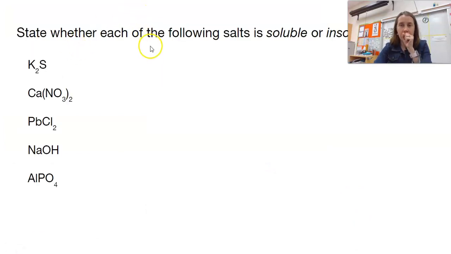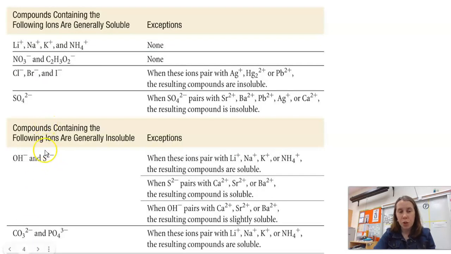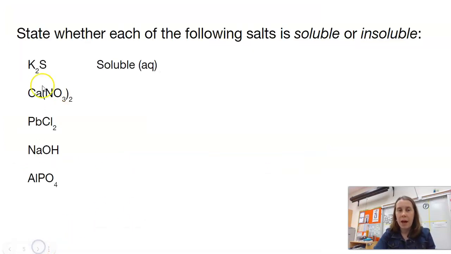For each of these, we're going to determine if it's soluble or insoluble. For potassium sulfide, we're going to look at our table. Sulfide is here and potassium is up here. There are no exceptions to potassium being soluble, and the exception for sulfide being insoluble includes potassium. So that means that potassium sulfide is always going to be soluble, and we'd write a little (aq) after it if we were doing our equation.